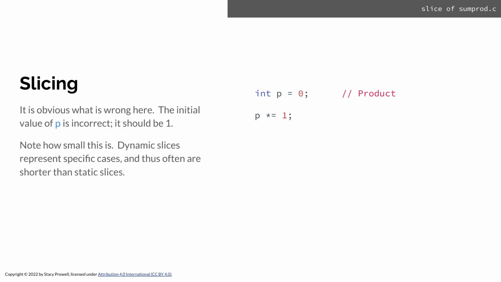Boom. Clearly, 0 times 1 is not 1. So our error is setting the initial P equal to 0. We should have set it equal to 1. Boom. Notice how small our dynamic slice is. It's tiny compared to the static slice. That's because we had more information available to us.